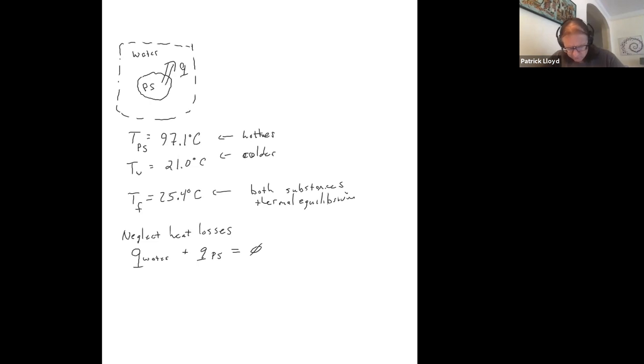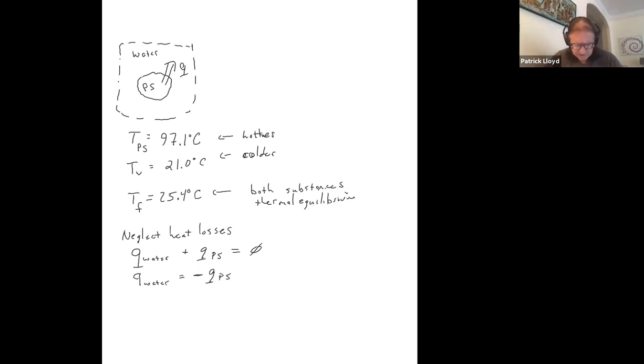Now you may see this written slightly different. We might write it this way. We're just changing the sign, right? Essentially what I did was I subtracted the second term from both sides. So you get Q water equals negative Q polystyrene, right? So we could write it that way as well. And sometimes it's useful to write it in that form.